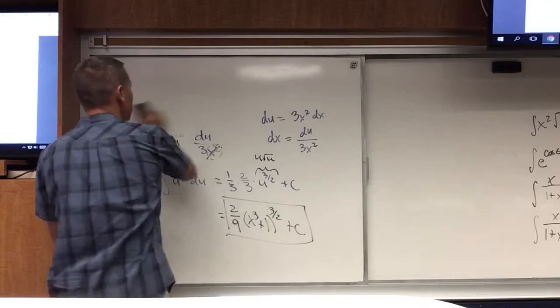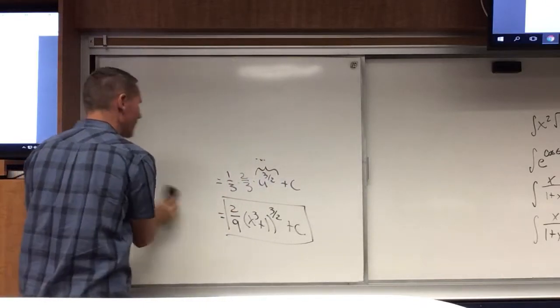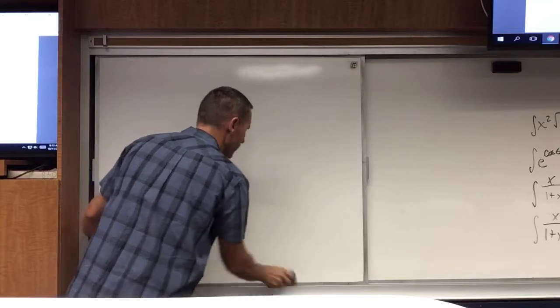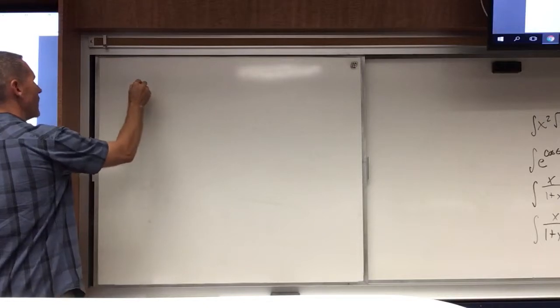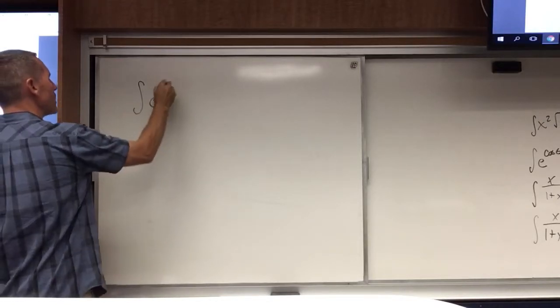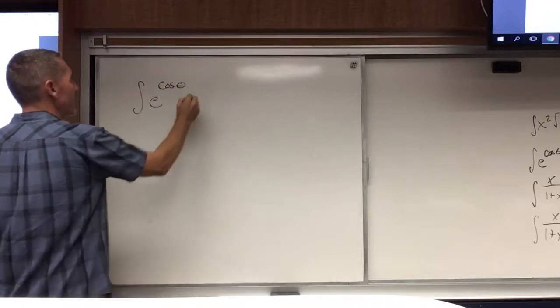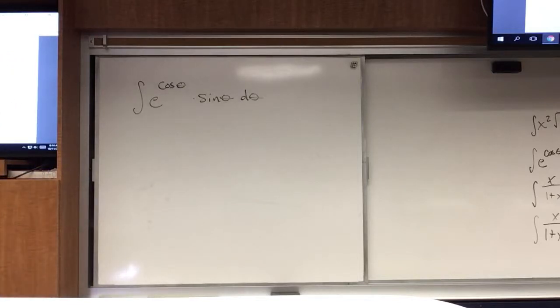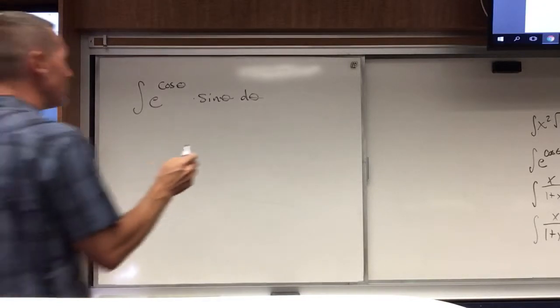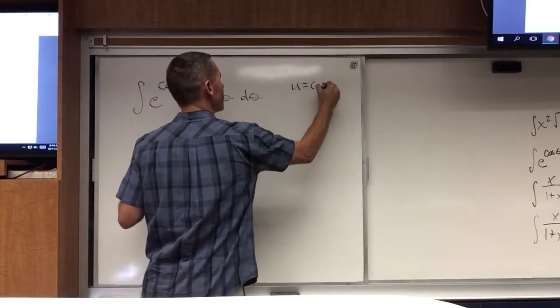The next one that we're going to talk about is another one that should be pretty obvious for what you set u equal to, because we have it as the innermost function. So we have the integral of e to the cosine of x, or sorry, let's make it theta, cosine theta, times sine of theta d theta. Now ask yourself, what is the innermost function? It's going to be that cosine of theta, because that's inside the exponential expression e to the something. So I'm going to set u equal to cosine theta.